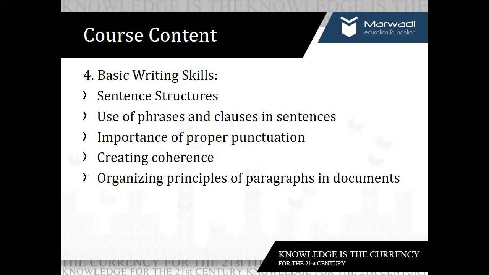Sentence structures, that means we talk about different sentence structures, synthesis, simple sentence, compound sentence, complex sentences, right? Exclamatory sentences. So we talk about those kinds of sentences and how they can be utilized. Clauses and phrases will be covered under the category of synthesis.